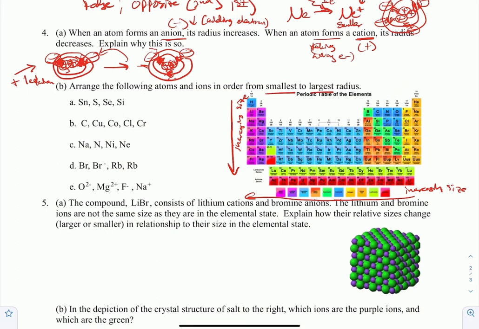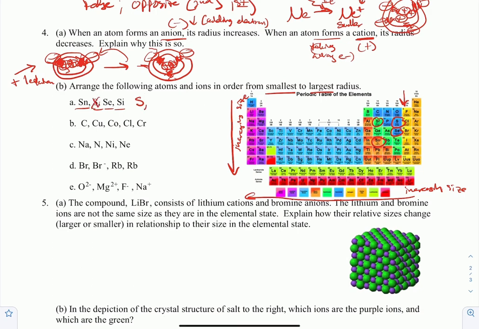So we've got Sn, S, Se, and Si. This is tin, sulfur, selenium, and silicon. I'm going to circle them to see where we are. They're pretty close to each other. Using the trend, noticing that sulfur is the furthest up and to the right, it's probably going to be the smallest. So I'm going to put sulfur first.